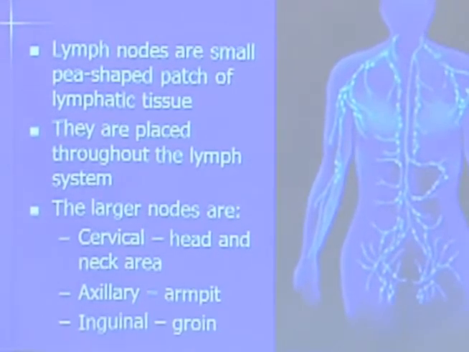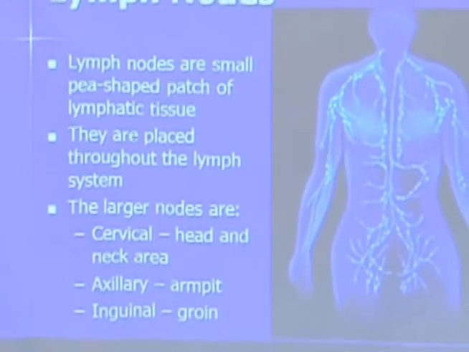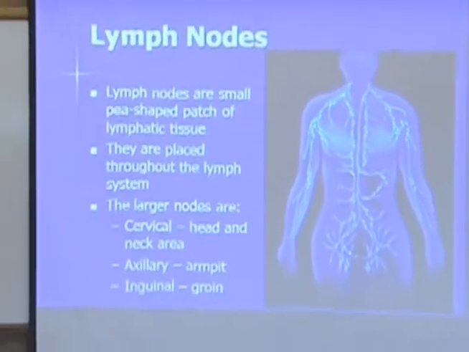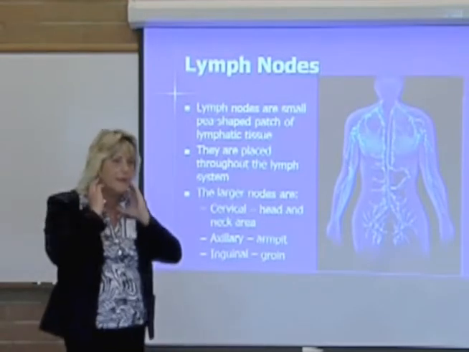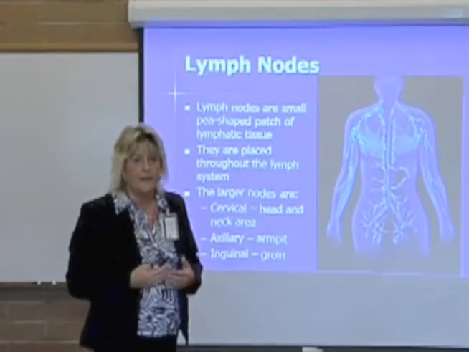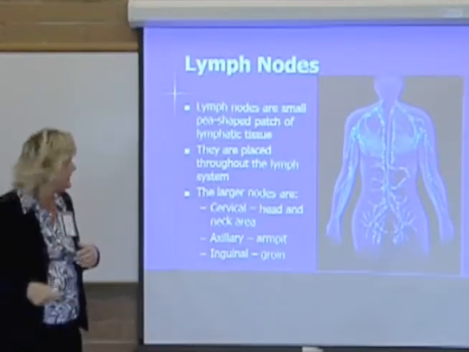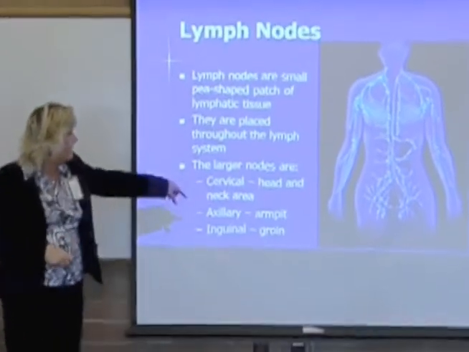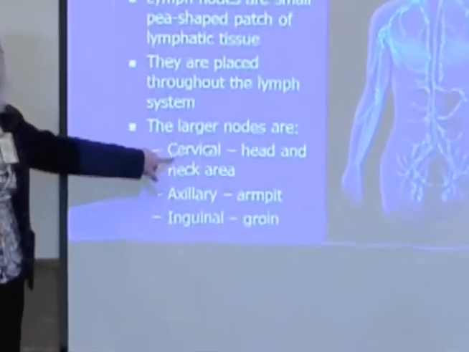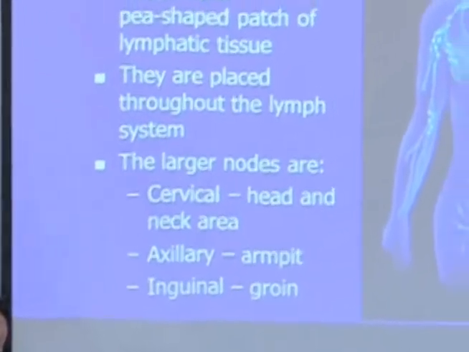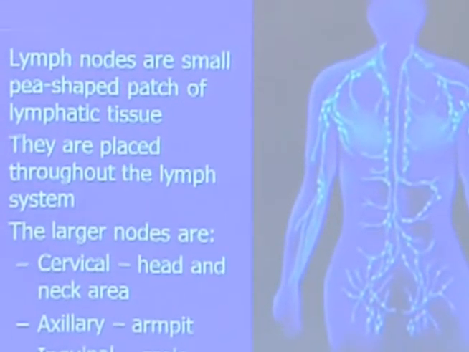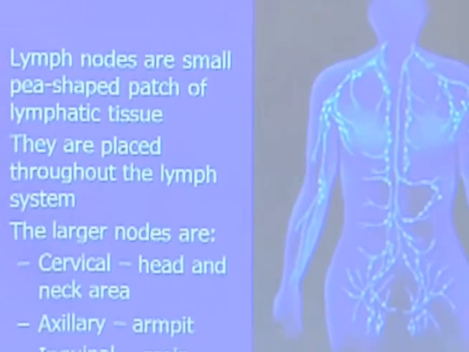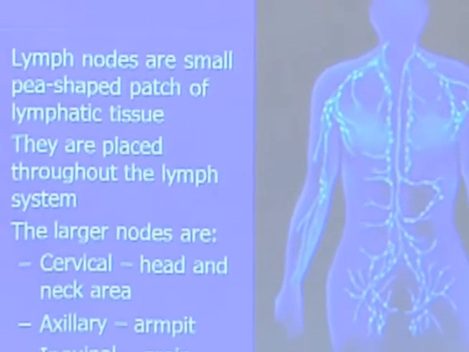You can probably relate to this because everybody's had swollen glands at one time or another. You might have had a sore throat, woken up in the morning and noticed some swelling on the side of your neck here. That is the lymph nodes that are swollen in this area. The 3 major clusters of lymph nodes are in the cervical area, which is the head and neck area, axillary, the armpit, and then the inguinal, in the groin region. Lymph nodes filter lymph, all right?